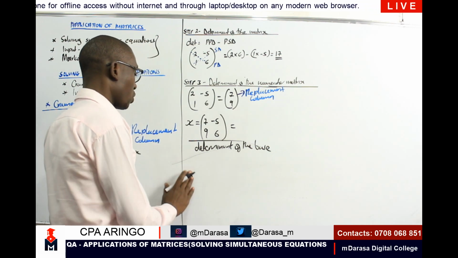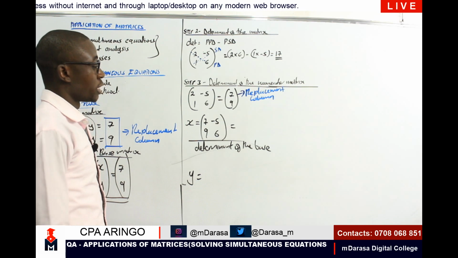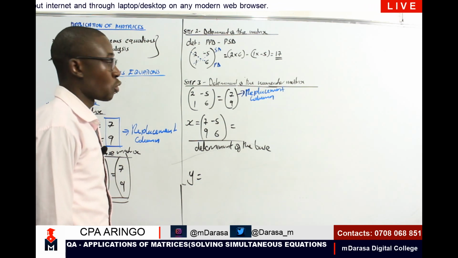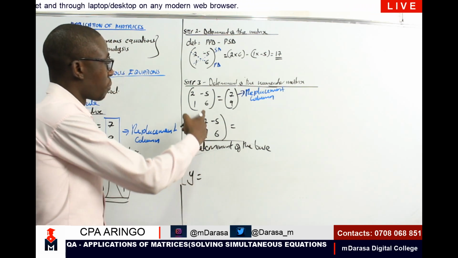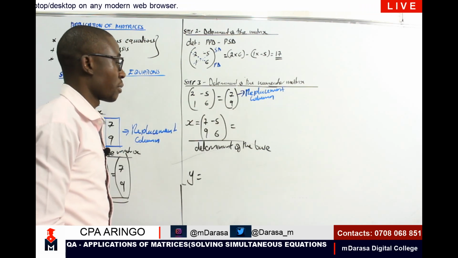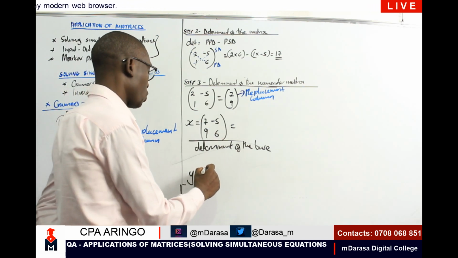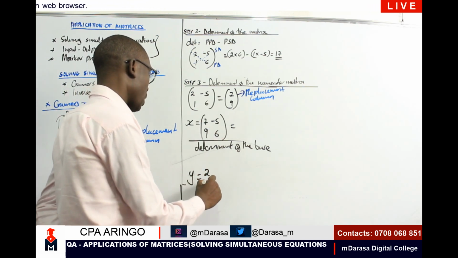What about, my good students, if you are to determine the numerator matrix for y? If you are to determine the numerator matrix for y, what you are going to do is replace our values of y with what? Our replacement matrix, or rather replacement column. So if I was to replace y, in this case, we should be talking of 2, 1.